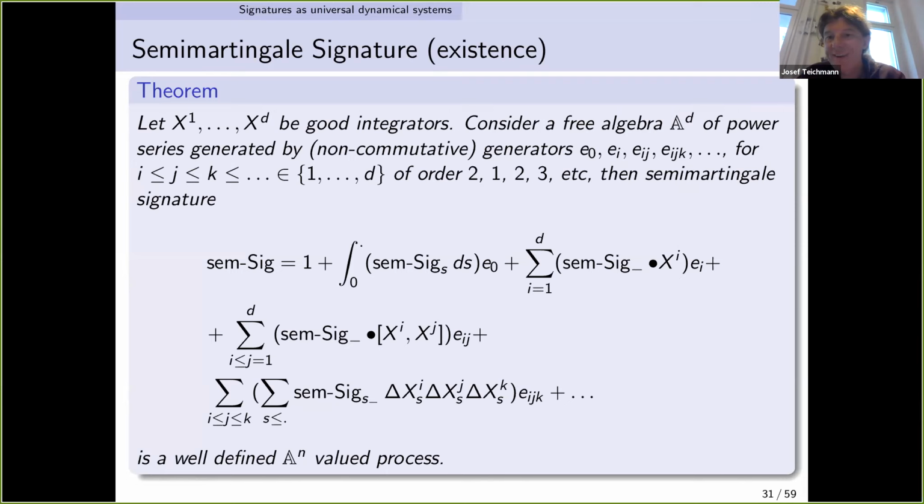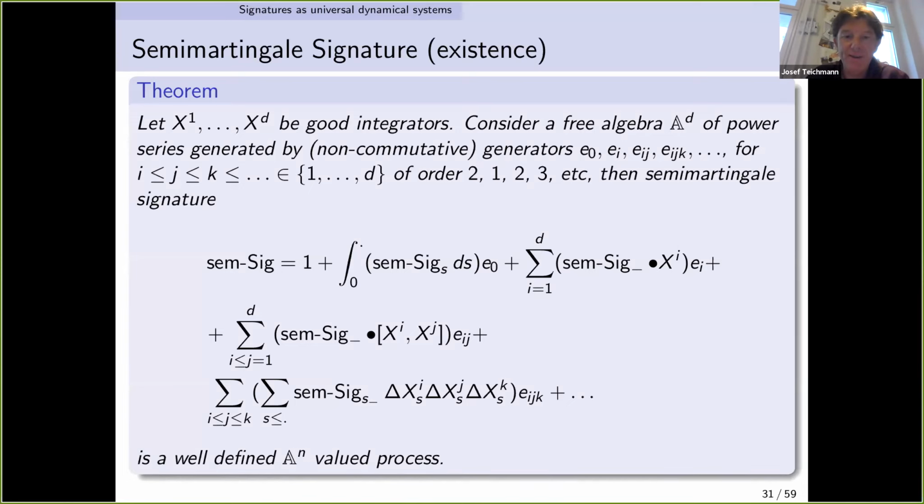What do we relate the different generators to? The first generator E_0 is related to time. The E_i's are related to the process X^i itself. The E_ij's are related to the quadratic covariation, and the E_ijk's and so on are related to products of jumps, if there are jumps. So you see, this is again a well-defined A_d-valued process. It's more complicated than classical signature, and it has similar properties.